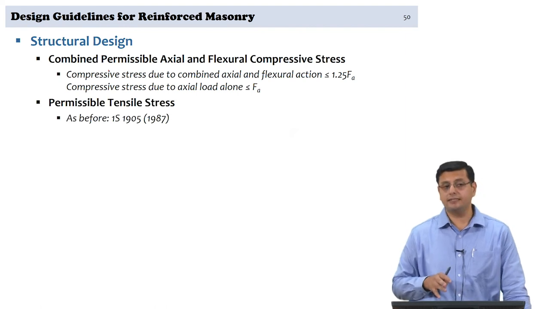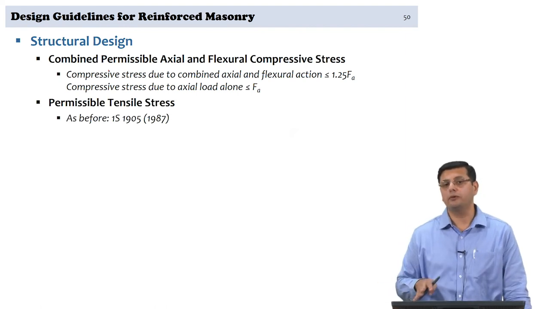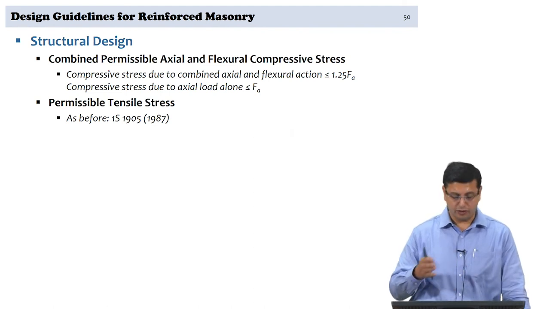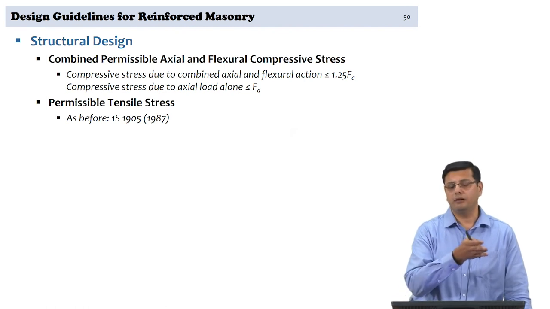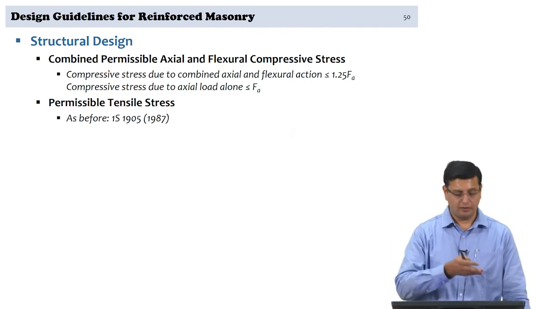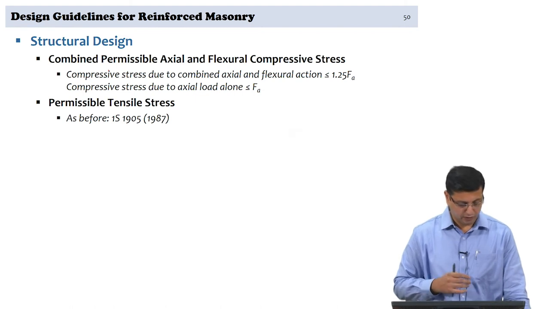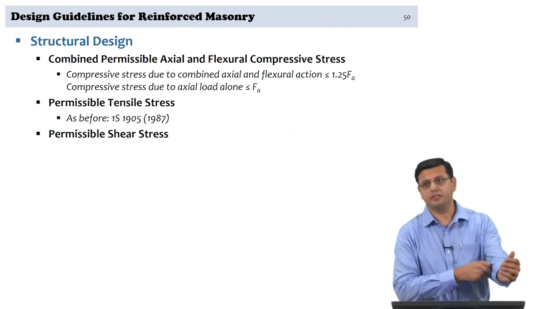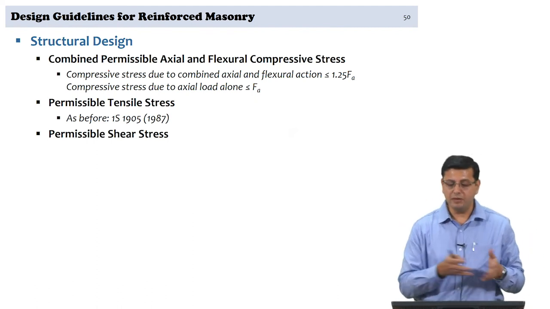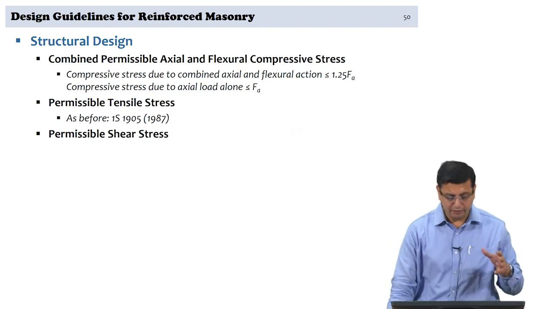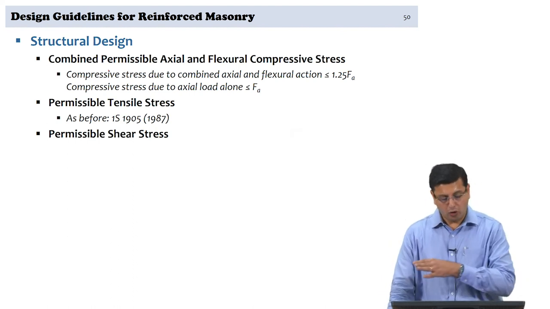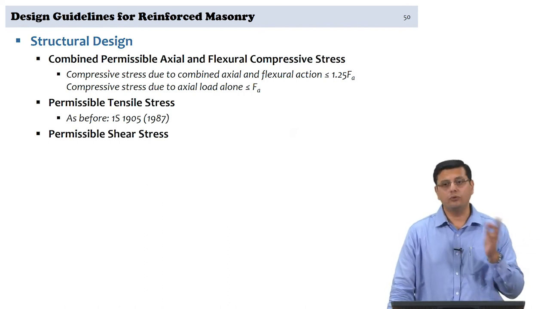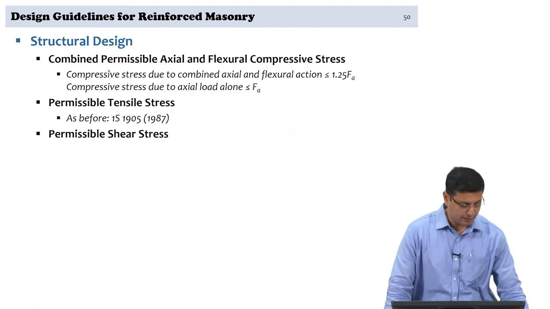As far as permissible tensile stresses are concerned, it continues to be what we used for the unreinforced masonry code, which, if you remember, varies between 0.07 to 0.1 MPa in the cross section. As far as permissible shear stresses are concerned, the code distinguishes between beams that you might be designing, reinforced beams, and walls, and again distinguishes the walls based on whether you are looking at slender walls or squat walls, and allows an estimate of the permissible shear stresses.